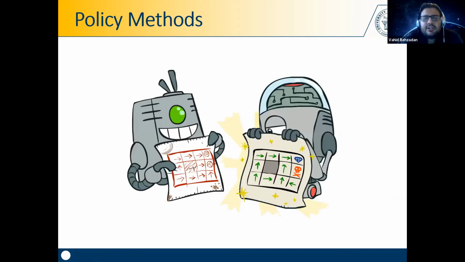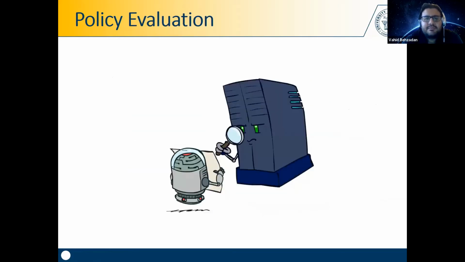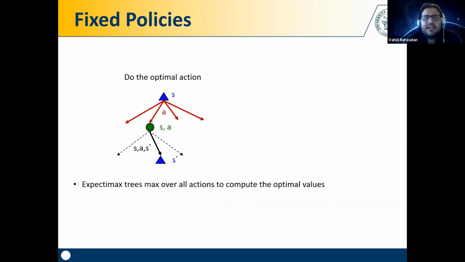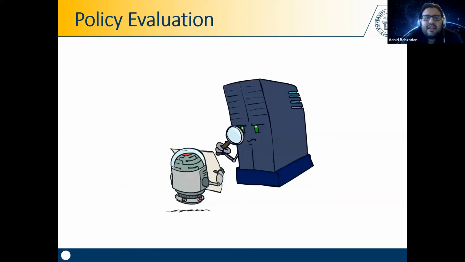Now that we are familiar with value iteration, and let me add that we'll be coming back to value iteration in our discussion on reinforcement learning, let's talk about a new set of methods called policy methods. First of all, how can we evaluate a policy? How can we come up with a metric or a number that tells us how good a policy is?